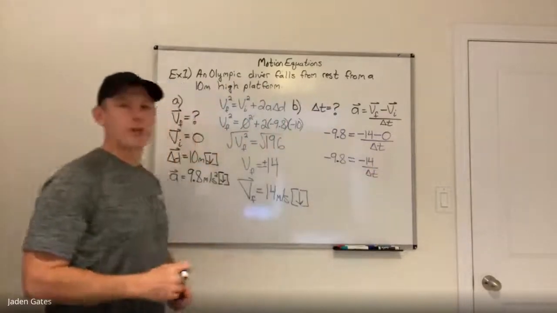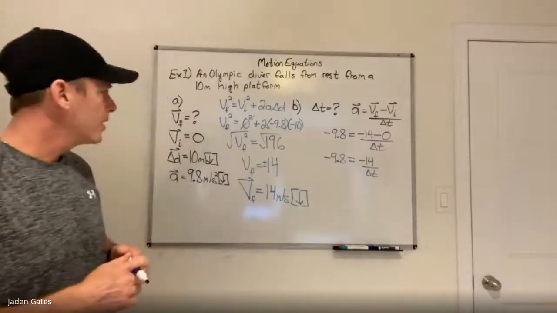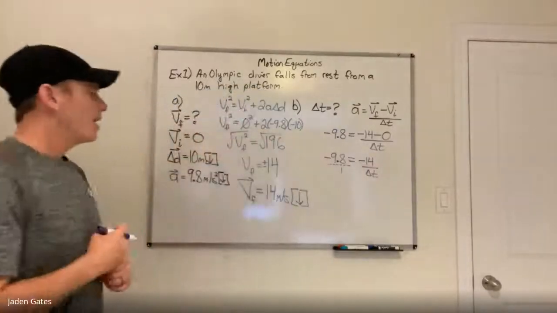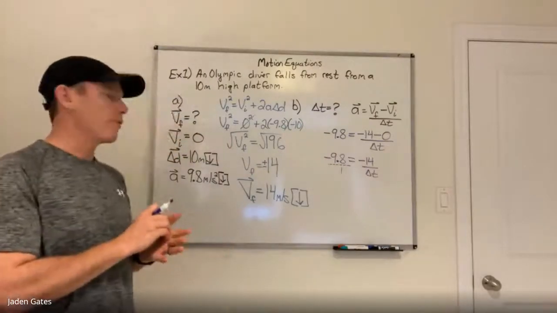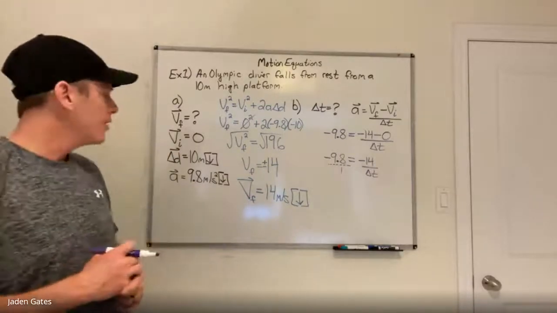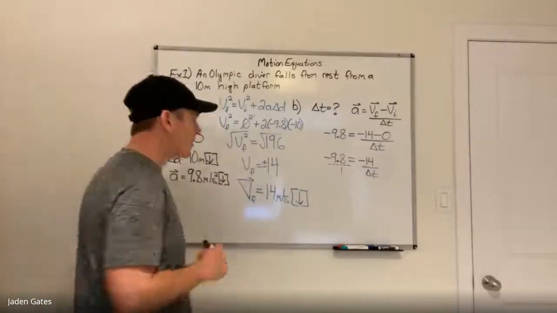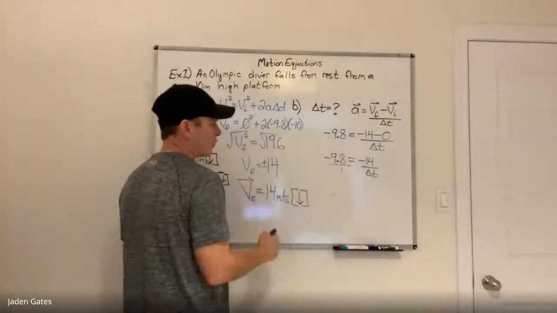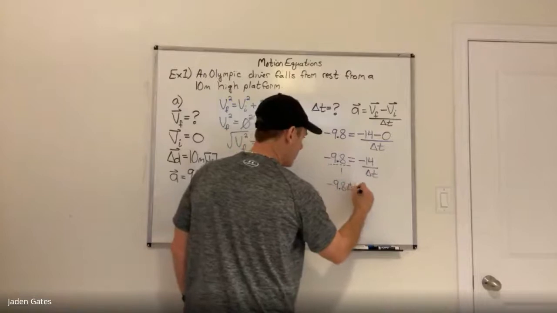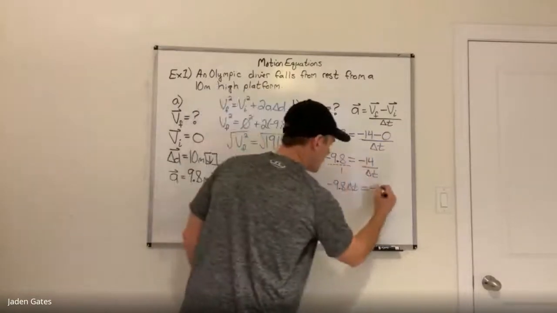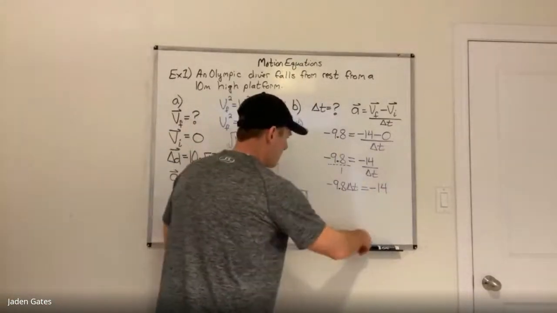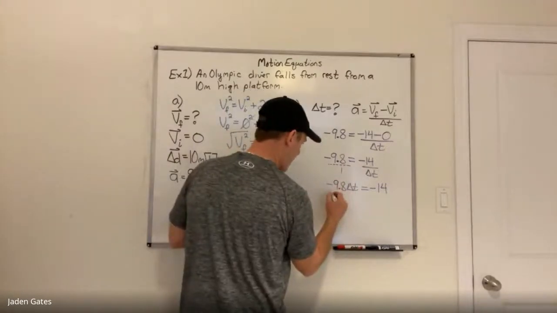Now, here's a trick I like to use in math and physics: I have a number equaling a fraction. Well, I always like to make a fraction equaling a fraction. You can do that with any number. You can turn any number into a fraction by just dividing by 1, because anything divided by 1 is just itself. So I just changed the way this looks, not anything about it. And so now I can cross multiply, and that gets rid of my fraction. So I have a negative 9.8 times delta T is equal to 1 times negative 14. There we go. So now the fractions are gone. And then I'm going to divide by my numerical coefficient here, which is negative 9.8.